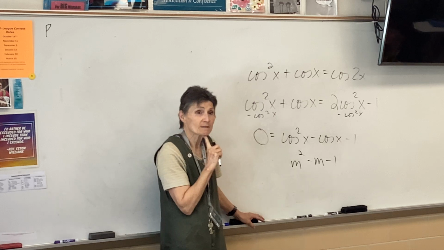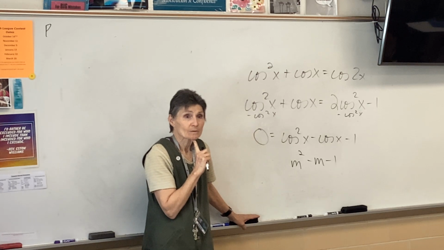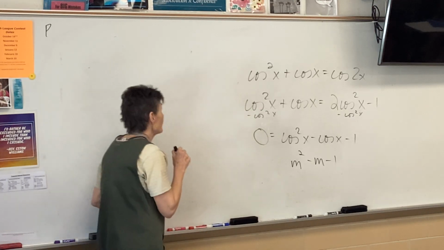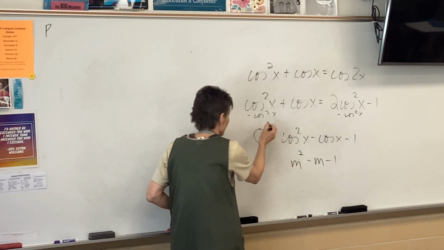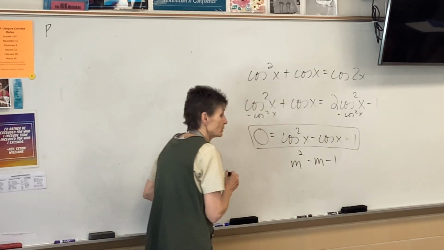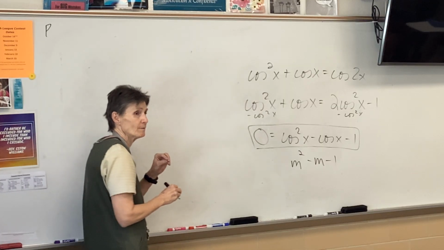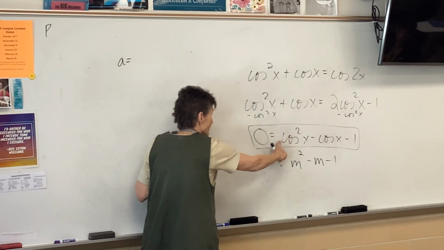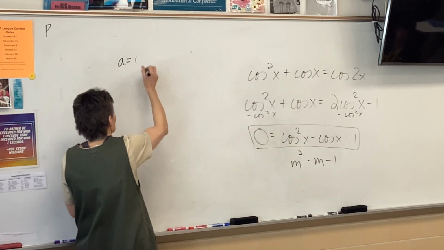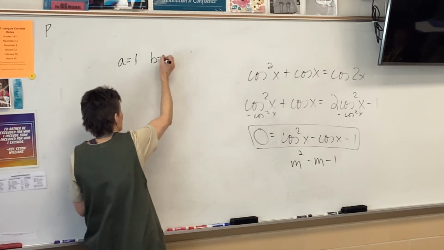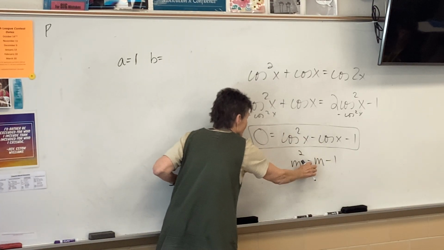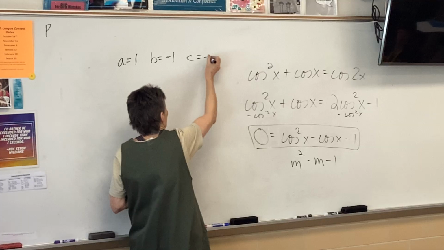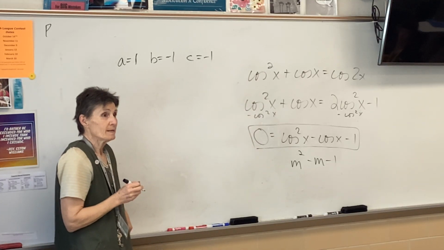What do we do if it doesn't factor? We use the quadratic formula. So we are going to take this equation right here, and we're going to solve it with the quadratic formula. Now, before we start, what is my A? A is 1. What is my B? Negative 1. And what is my C?